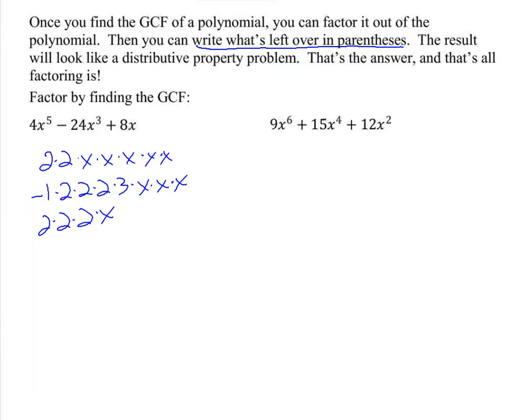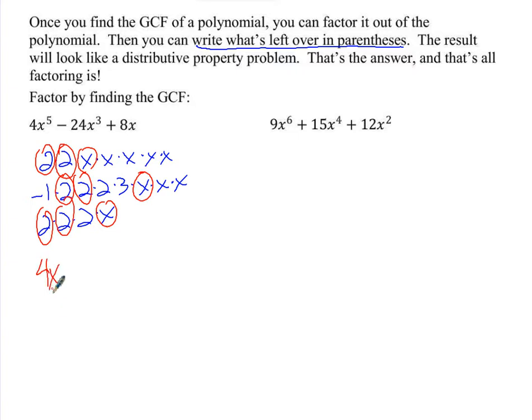This is asking me to factor the polynomial by finding the GCF. So I need to circle pairs or circle matches here. So I'm going to start here. Do I have a match for my 2's? Yes. Here, here, here. Do I have a match for that 2? 2, 2, 2. So yes, I do. And do I have a match for that x? Yes. There, there, and there. Do I have a match for that x? No. And then that's just x the rest of the way. So I found all of my matches, which makes my GCF what? 4x.